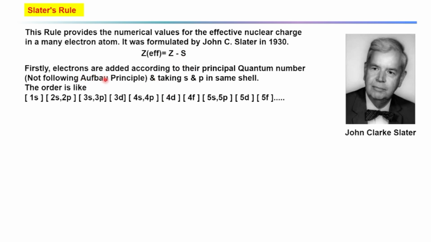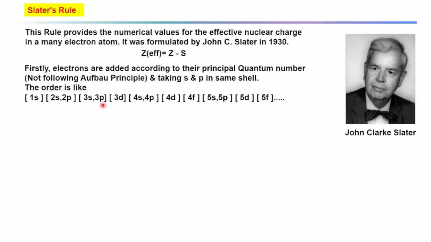So, firstly, electrons are added according to their principal quantum number. Remember, not following the Aufbau principle. They will just simply be grouped according to their principal quantum number, taking s and p in the same shell. So the order will be like that: first you have 1s, then 2s and 2p in the same shell, 3s and 3p in the same shell, and then will come the 3d. According to the Aufbau principle, after 3s and 3p, 4s will get filled, right? But here we are not following the Aufbau principle. In case of Slater's rule, you don't follow the Aufbau principle. You just arrange it and then calculate.